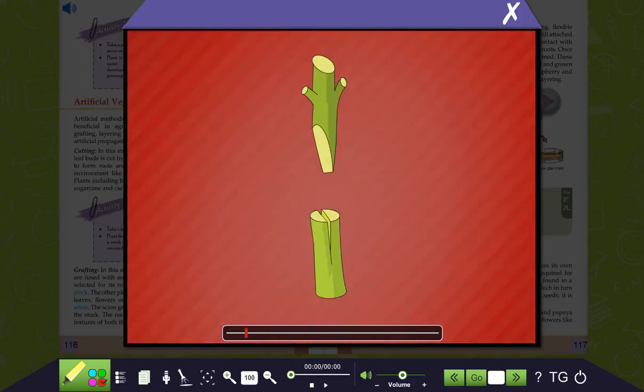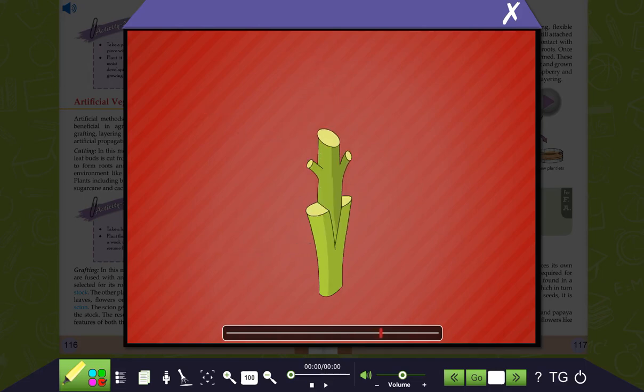Grafting. In this method, parts of one plant are fused with another plant. One plant is selected for its roots and is called the stalk. The other plant is selected for its stems, leaves, flowers or fruits and is called the scion. The scion gets essential nutrients from the stalk. The resultant plant possesses the features of both the grafted plants.